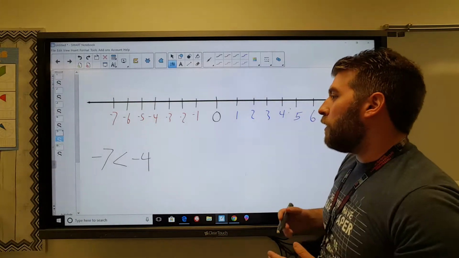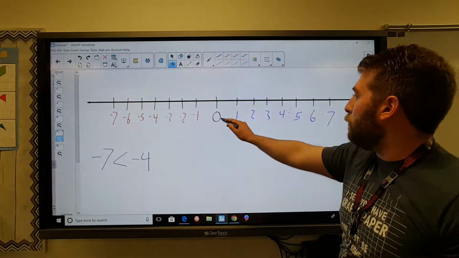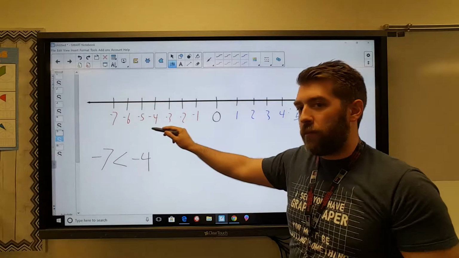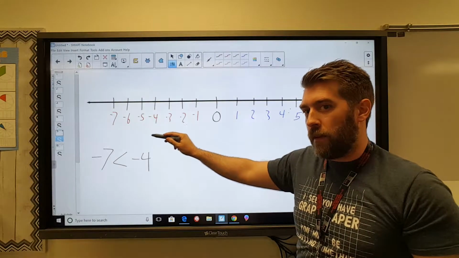In other words, just remember that as we move right, we're getting bigger. As we move left, we're getting smaller.